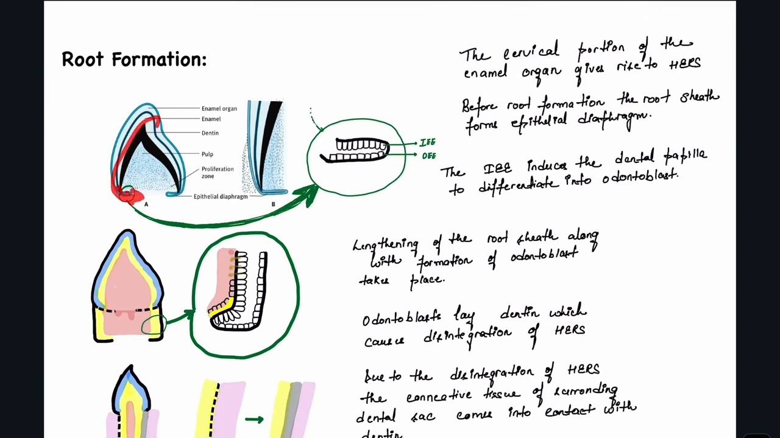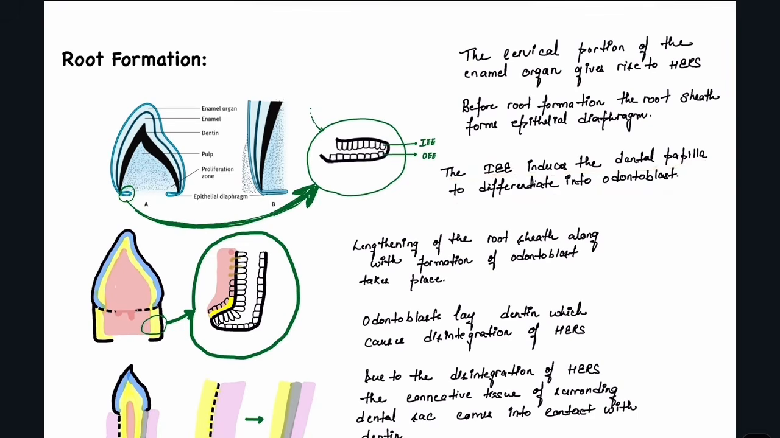It forms like a 90-degree bending in the enamel organ. Okay, so it's written the cervical portion of the enamel organ gives rise to the HERS. So this is the cervical portion and the layer bends in here. That is the formation of HERS. Before root formation, the root sheath forms the epithelial diaphragm. So this bending, this portion is called the diaphragm and it is formed in here before root formation. The inner enamel epithelium induces the dental papilla to differentiate into odontoblast.